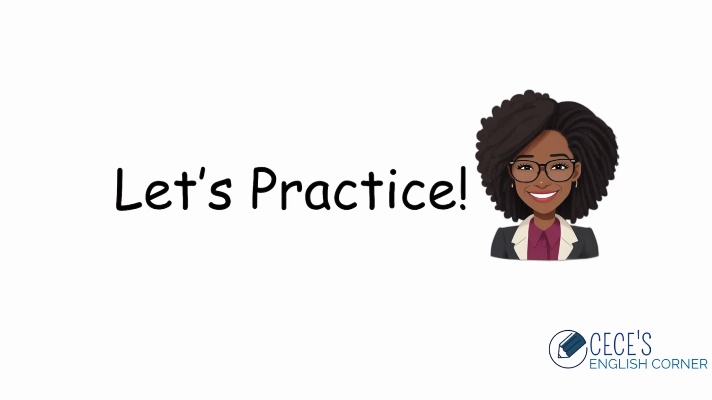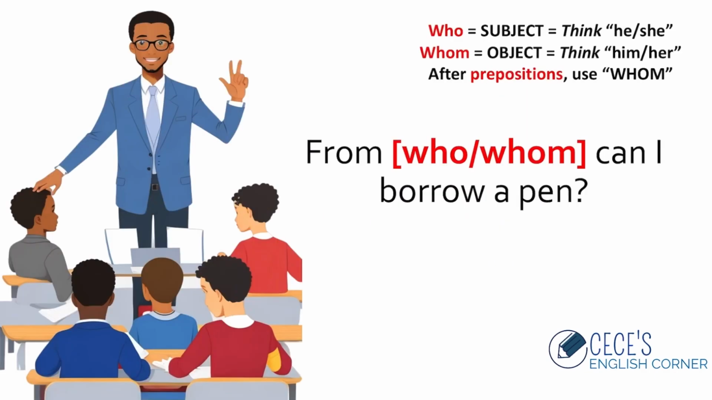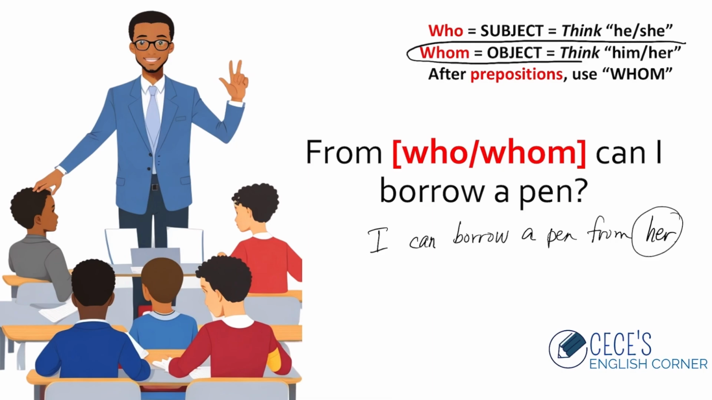Let's do some practice questions. From who or whom can I borrow a pen? How would you answer this question? You can pause the video here to give it a try. We would say, I can borrow a pen from her or him. This means we should use whom. Another way to think of this is that after a preposition like from, we use whom.